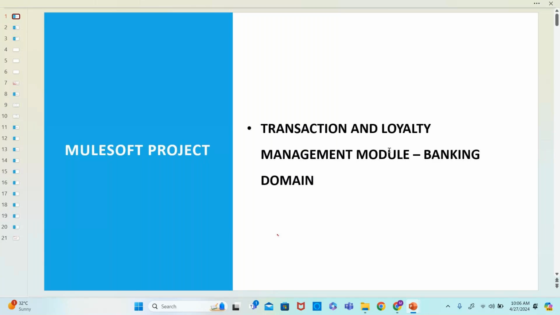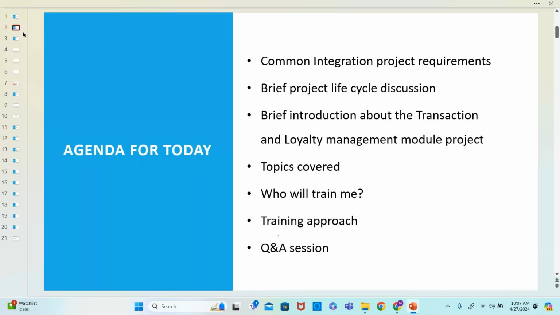For that reason, we have taken a project and clearly divided it into different modules, and then how it will be executed in real time. We are trying to do that step by step. Before proceeding further, I'll set the context for today, what is going to be discussed, and then we'll go to the actual topics one by one.